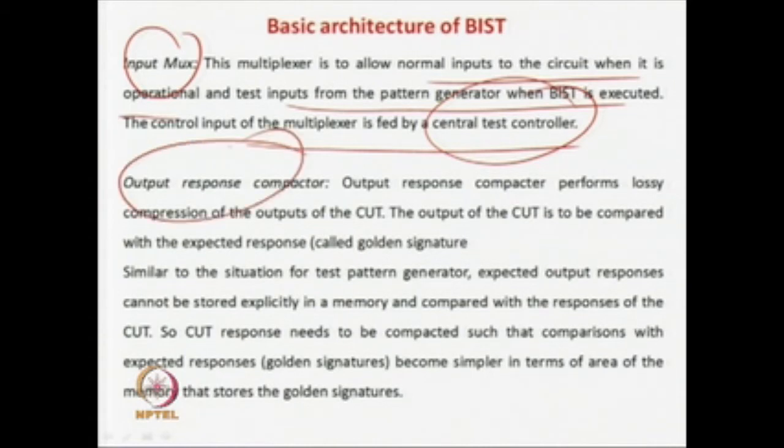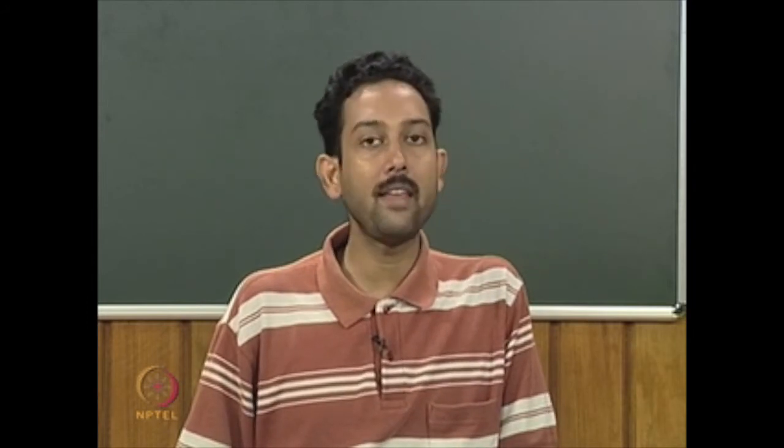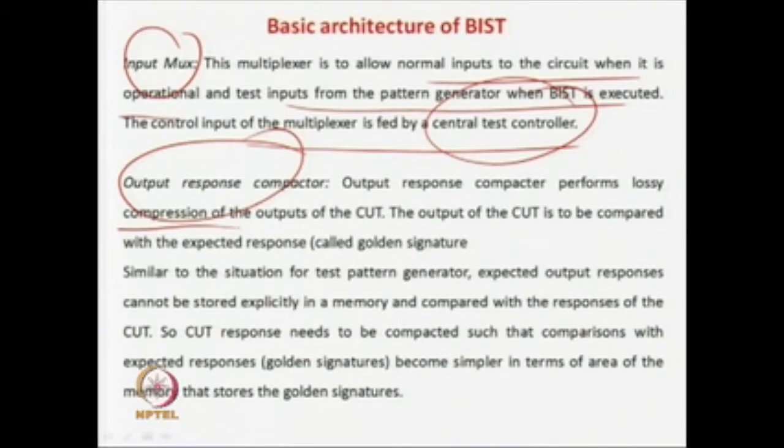Next, the output response compactor. The output response compaction is a lossy compression, as I already told you. Why do you call it a lossy compression? Because if you are using a non-compressed structure, then for all the random patterns which you are using as test patterns, the output responses would have to be stored in a ROM. The golden signature would be very large. Similar to test pattern generation, the output responses cannot be explicitly stored in a memory and compared, because it will make the ROM size very high.